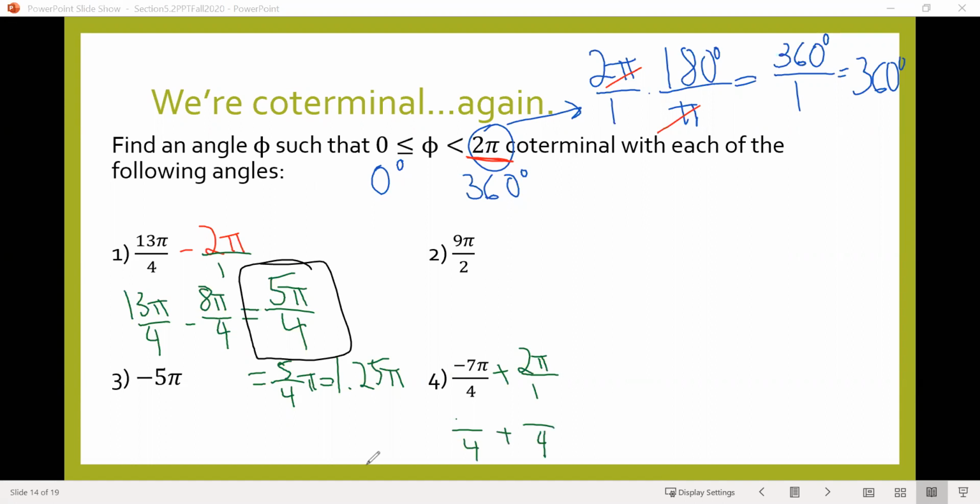So still have negative 7 pi over 4 plus, change the 2 pi, multiply by 4, we get 8 pi. So negative 7 pi over 4 plus 8 pi over 4, that would give us 1 pi over 4, which is the same as just pi over 4. And hopefully you notice here, with the 1 pi over 4, you see that kind of 1/4 pi. That's definitely less than 2 pi. So it tells us that we have our correct coterminal angle here.